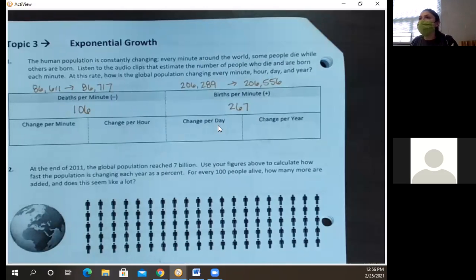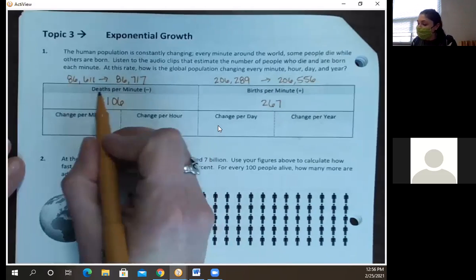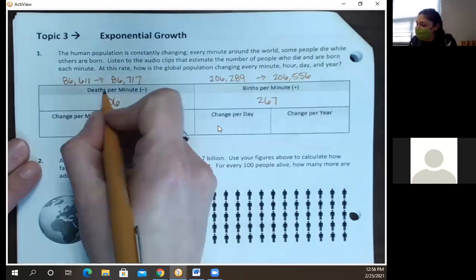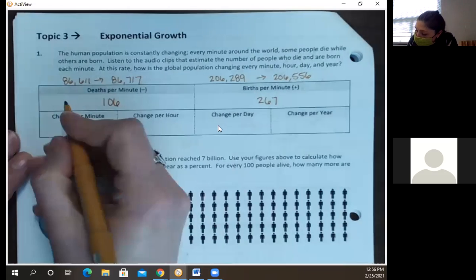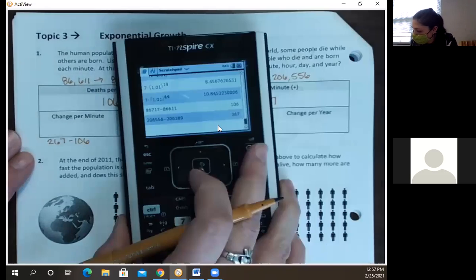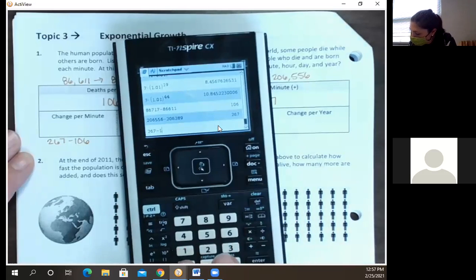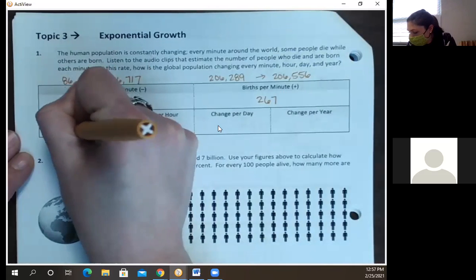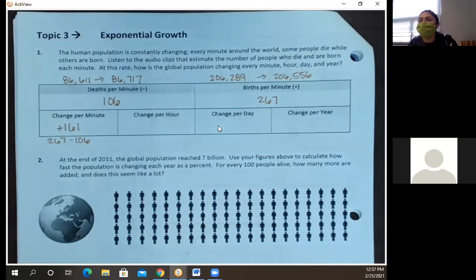And so now what we want to know is what was our overall net change to the population over the course of that minute? We know we lost some people, we know we gained some people. The overall effect on the population, though, since we had more births than deaths, is going to be a positive one. So my change per minute would be births minus deaths. So 267 minus 106 would give us an overall change in population of 161 people. So over the course of a minute, our population went up by 161.